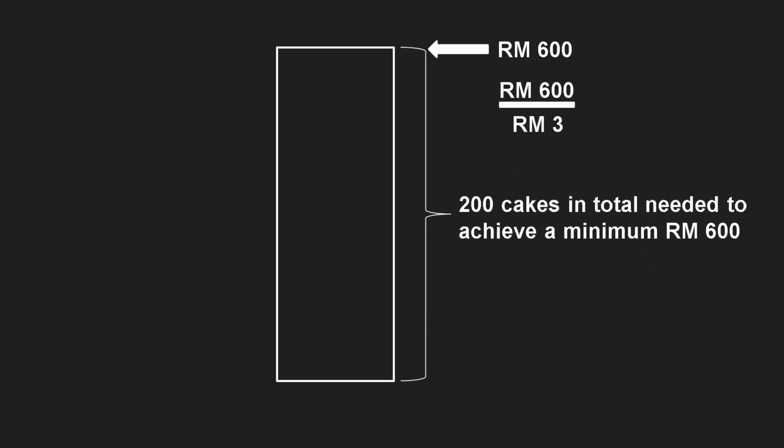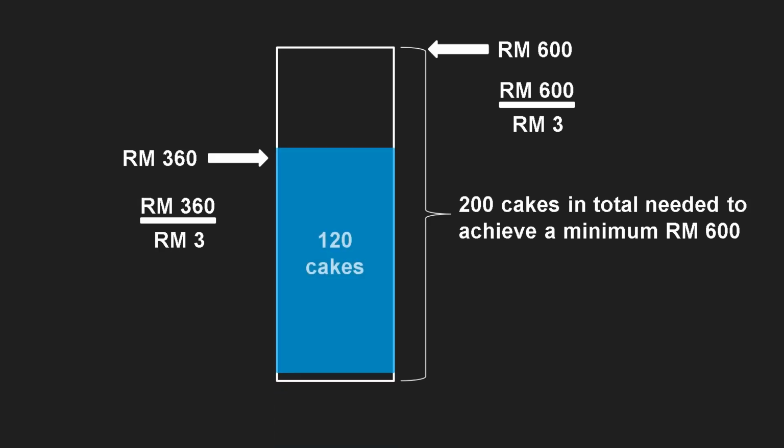Imagine a tube that reflects the entire RM600 that Fifi needs to achieve. Based on the information from the question, one cake was sold for RM3. Hence, we divide RM600 by RM3, which translates into a total of 200 cakes needed to achieve a minimum of RM600. Similarly, Fifi has also managed to sell cakes worth RM360. Hence, dividing 360 by RM3 will give us the total number of cakes that have been sold so far by Fifi.